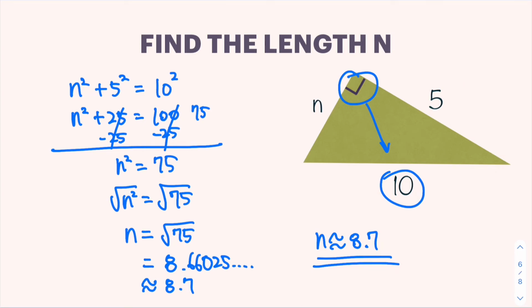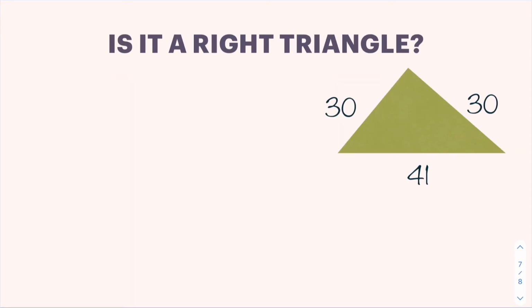The last question is not about finding the length of an unknown side, but it is to check if a triangle is a right triangle. By the diagram, that looks like a right triangle. This angle right here looks about 90 degrees. But we're not going to trust our eyes, because that could be 89 degrees, meaning that it is not a right triangle. But we're going to check using the Pythagorean theorem.